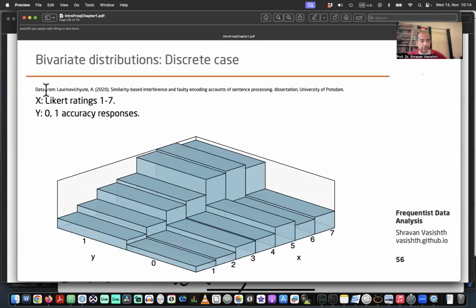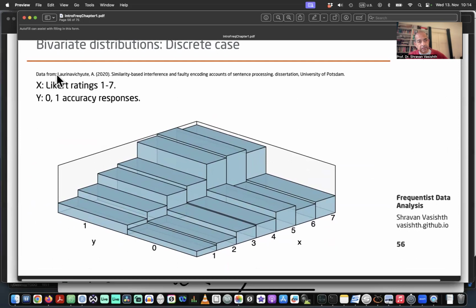So this is actual data from one of my former students' PhD thesis. What my student Anna Lorena Vichuta did is that she collected data from subjects where in every trial, she didn't just collect a yes/no response, but she collected a Likert rating as well. She got subjects to read a sentence. They had to give an answer which could be correct or incorrect, right? So that's this random variable here, which is a binomial, right? But she also in the same trial asked subjects to rate the sentence on a scale from 1 to 7. So 7 is acceptable and 1 is unacceptable, right? So this is called a Likert scale, right?